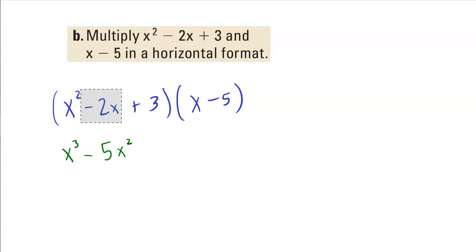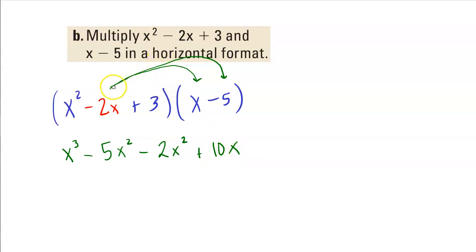Now I want to take the second term there and just work my way to the right. Now I have negative 2x. But that term also has to distribute to each term in the second parentheses. So I have to do the same thing, but I'm just keeping it horizontal. So now I have negative 2x times x. Well, that's going to be a minus 2x squared. And also a negative 2x times a negative 5. So that's going to be plus a 10x.